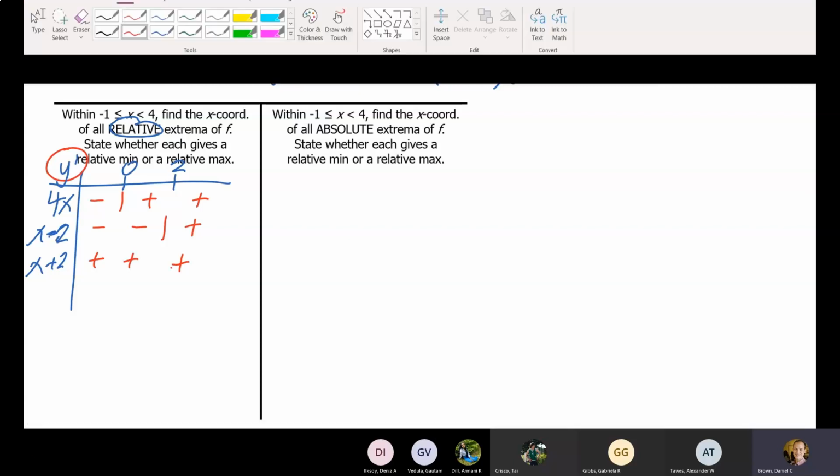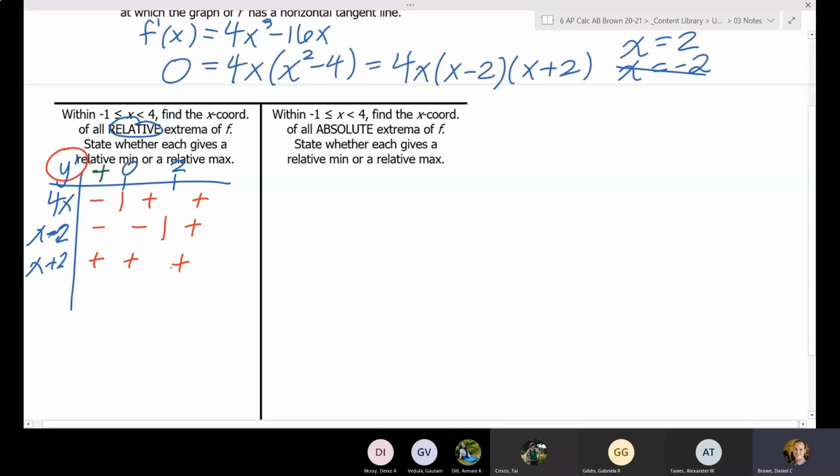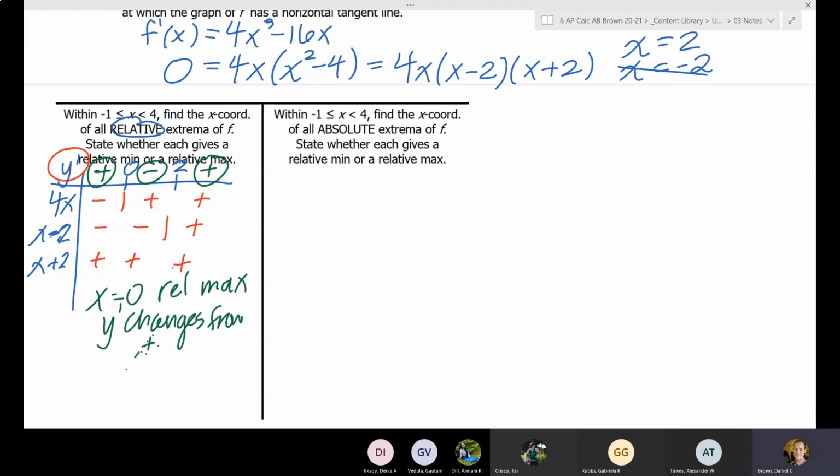So we can see that this first derivative is two negatives, so it's going to be a positive, a negative, and then a positive. Good review from Monday. Looking at 0, do we know 0 is going to be a relative minimum or a relative maximum? Maximum. So I know that x equals 0 is a relative maximum. How do we know it's a relative maximum? Because the derivative changes from positive to negative.